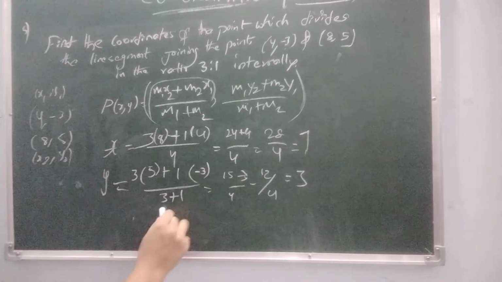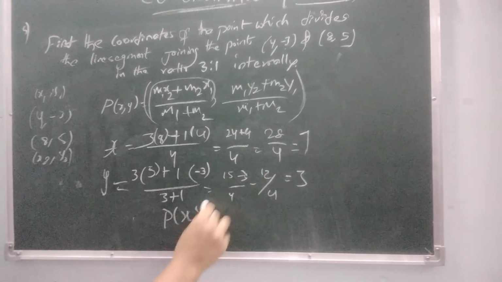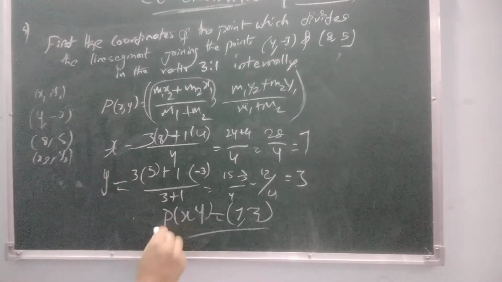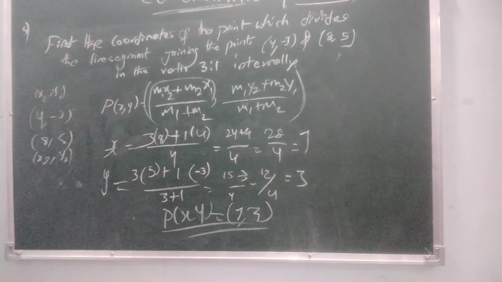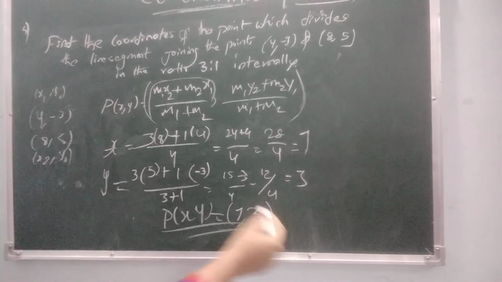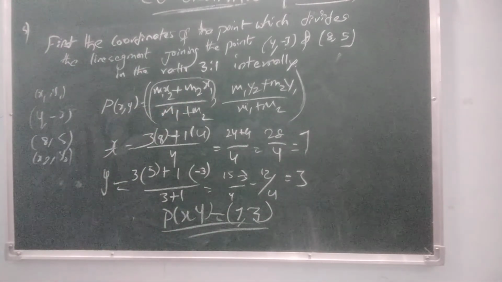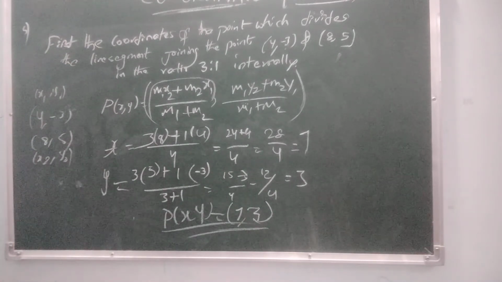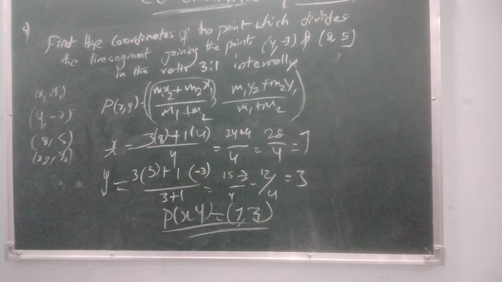P of (x, y) equal to (7, 3) is the required point. P of (x, y) equal to (7, 3) is our required point dividing the line segment joining these points internally. We have to find it like this if such questions are asked.